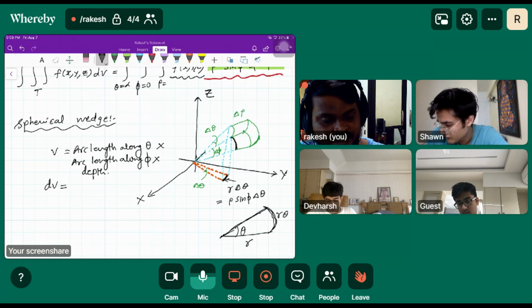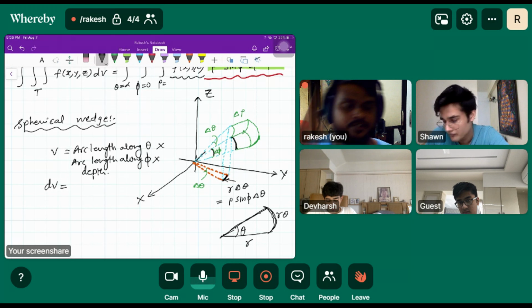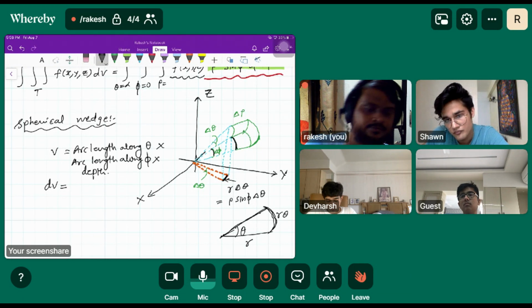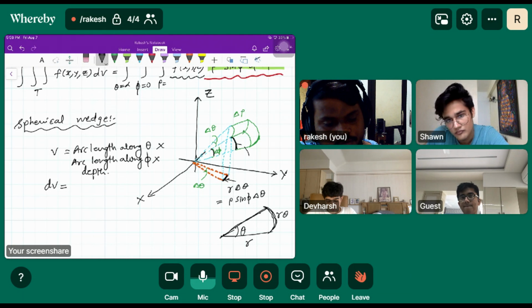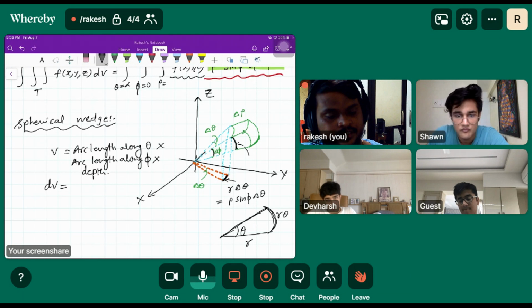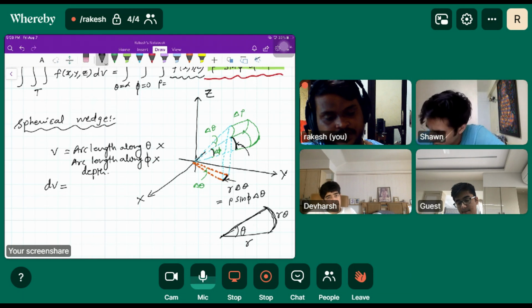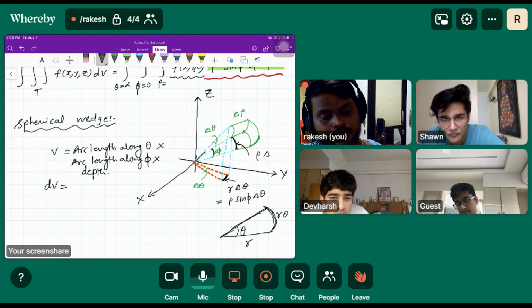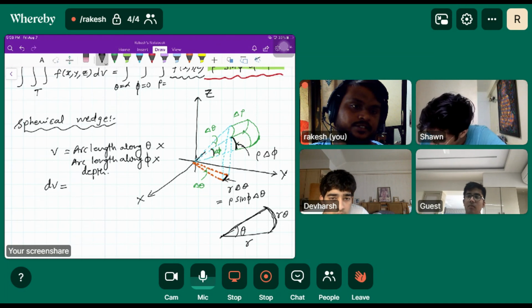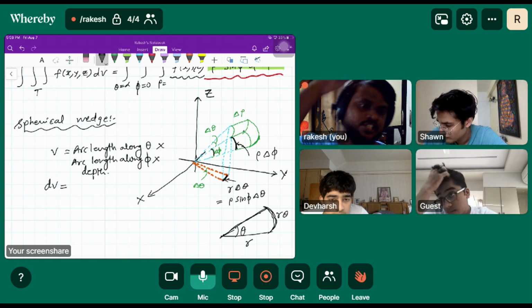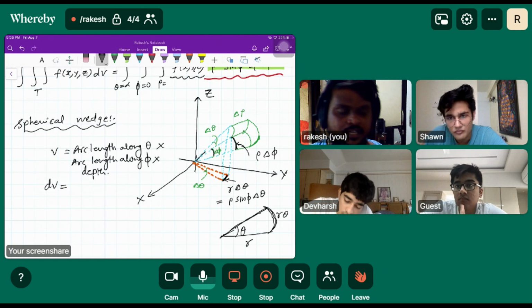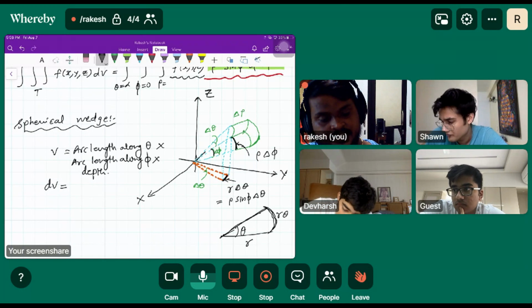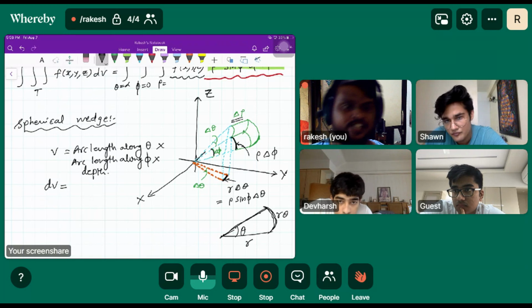Can you understand that this is the change in phi? So what would be the arc length here along phi? Let me know the answer. Rho delta phi. The radius is rho. And the depth is delta rho, the change in rho.